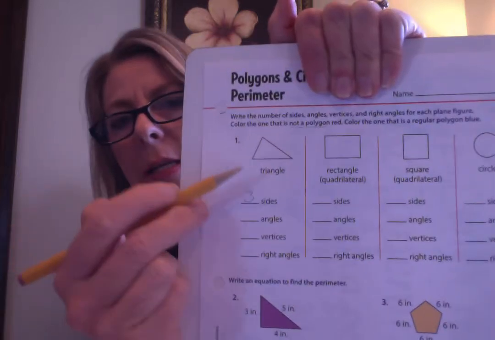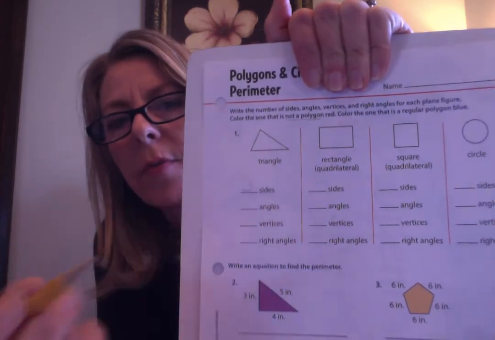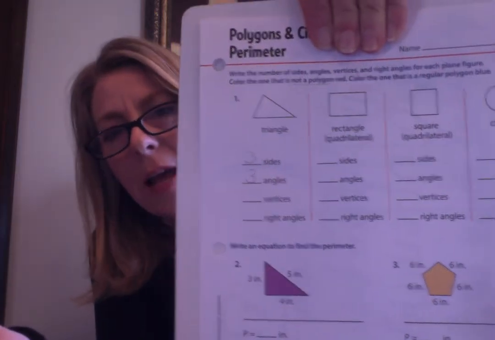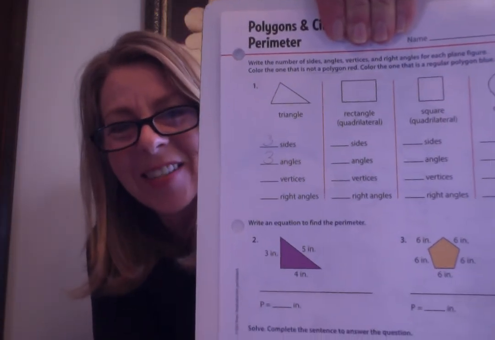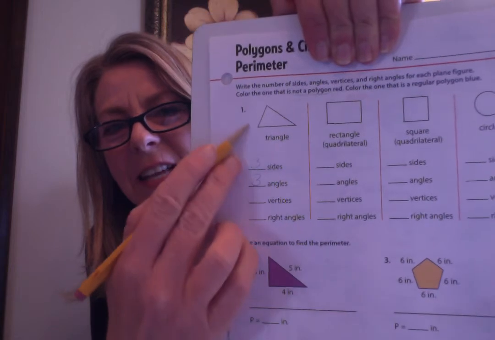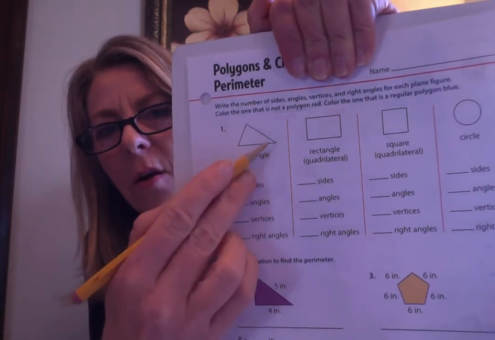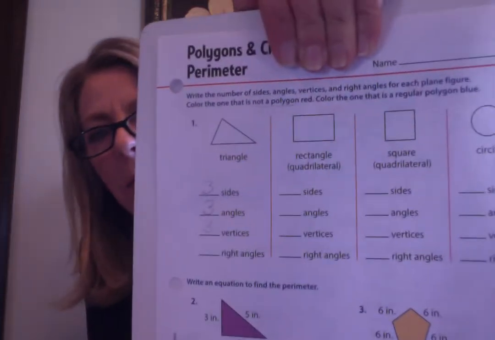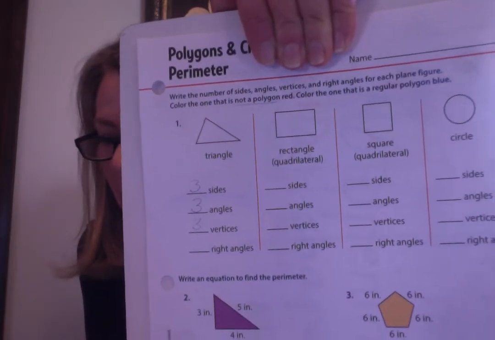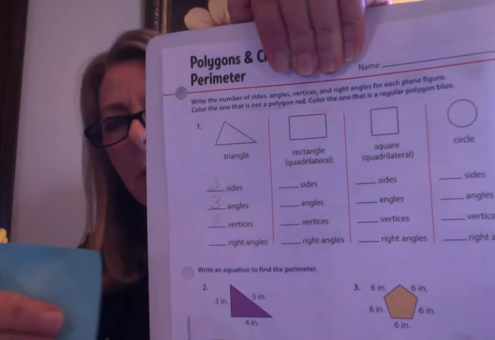How many angles does it have, or corners? 1, 2, 3. Remember our pattern? However many sides our polygon has, that's how many vertices and angles it has. Okay, so vertices, that's where the two lines come together. There's one there, one there, one there. That's 3 vertices. And this one we found does not have any right angles. We can't make that perfect corner out of it. So 0 right angles for the triangle.